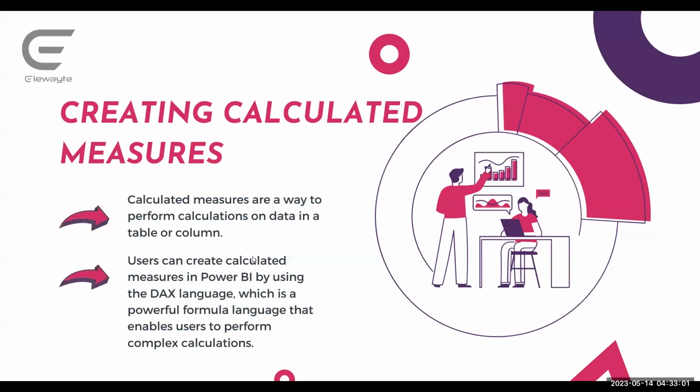So measures are the values that are used to represent a very specific, to-the-point aspect of any data set. As I told you, total revenue is a specific aspect of your data set. You are not showing everything, but you are showing a particular thing, or a KPI, which we call key performance indicators.